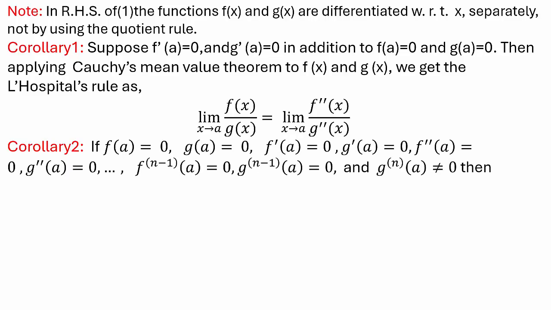Corollary 2. If f(a) equal to 0, g(a) equal to 0, f'(a) equal to 0, g'(a) equal to 0, f''(a) equal to 0, g''(a) equal to 0, up to f^(n-1)(a) equal to 0, g^(n-1)(a) equal to 0, and g^(n)(a) is non-zero, then L'Hospital rule is limit x tends to a of f(x) by g(x) equal to limit x tends to a of f^(n)(x) by g^(n)(x). Here f^(n)(x) is the nth derivative of f and g^(n)(x) is the nth derivative of g.